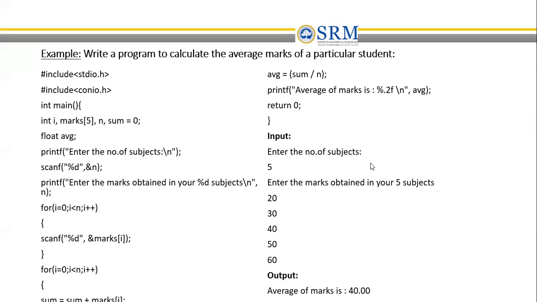Now see, enter the number of subjects. You have entered the marks of all the subjects one by one, and now you have taken the output. That is your total divided by n, which will give you 40. I will show you the execution of this at last if you want.